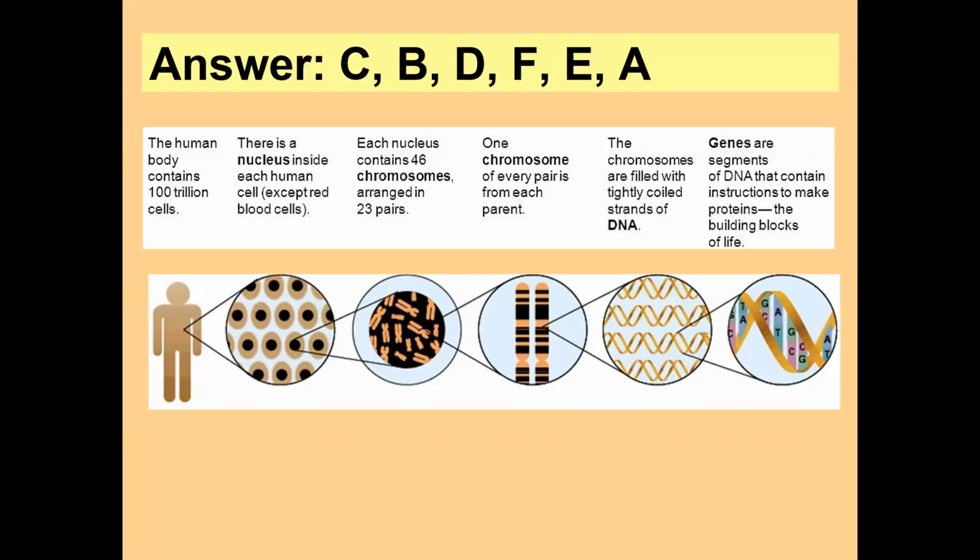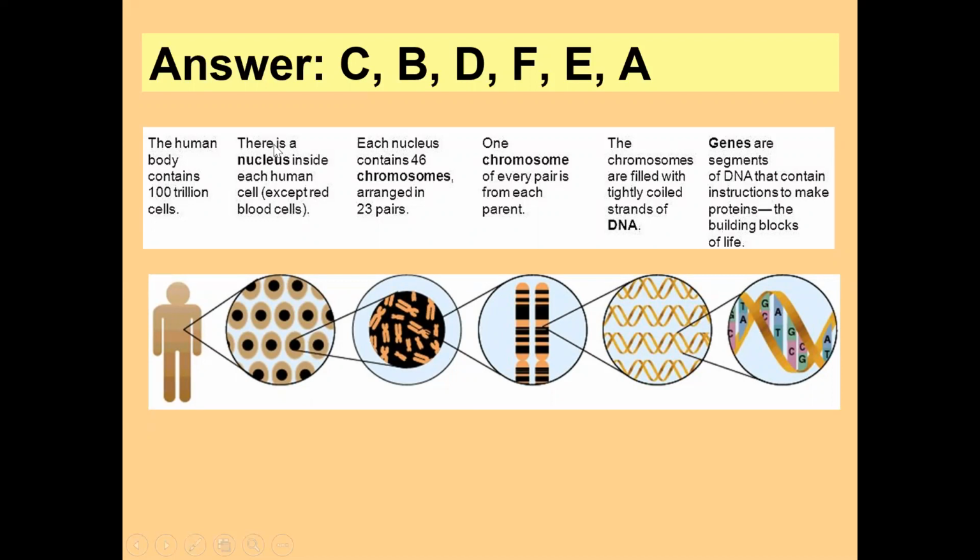Right, okay, hopefully you would have got the following order: C, B, D, F, E, and A. So what do we know? We know the human body contains about 100 trillion cells. That's amazing, isn't it? Considering the first thing that was ever used was a fertilized egg cell, a zygote, and that mitosis, nuclear division, has resulted in an adult human being made of 100 trillion cells.